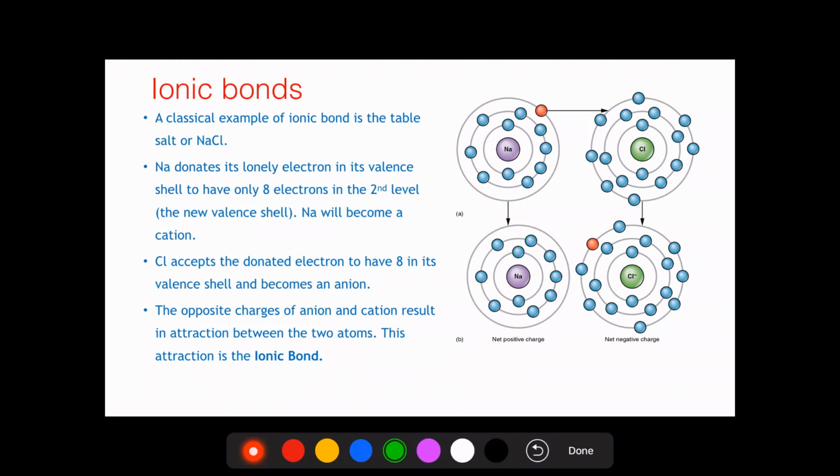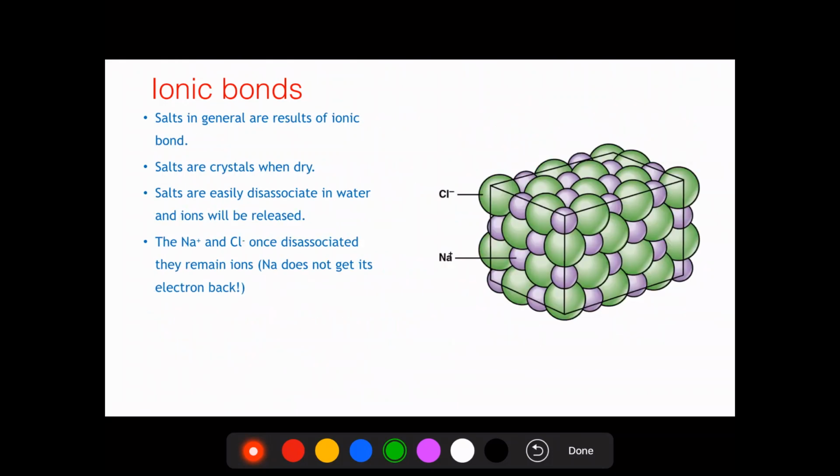Okay, this is the same thing. Now salt or NaCl will crystallize when it's dry, and it's easily associated or deassociated in water. So when we put salt in water, it will disappear. Why? Because these ions are going to get away from each other.